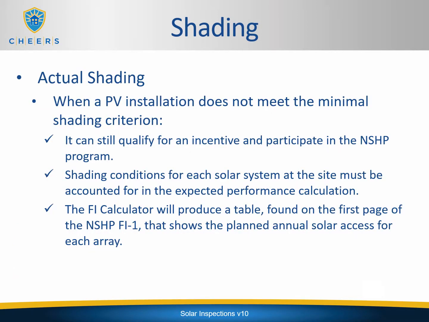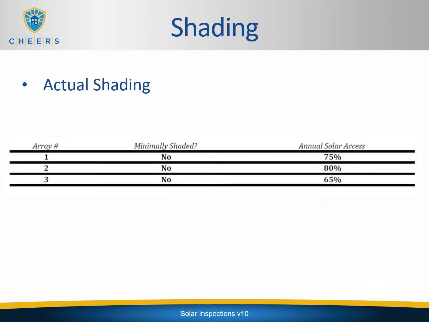When a PV installation does not meet the minimal shading criteria, it can still qualify for an incentive and participate in the NSHP program. The shading conditions for each solar system at the site must be accounted for in the expected performance calculation. The FI calculator will produce a table found on the first page of the NSHP FI1 that shows the planned annual solar access for each array. Here is an example of that table from the FI1. You can see this example has 3 arrays. None of them are minimally shaded, and they each have a different annual solar access, 75%, 80%, and 65%.